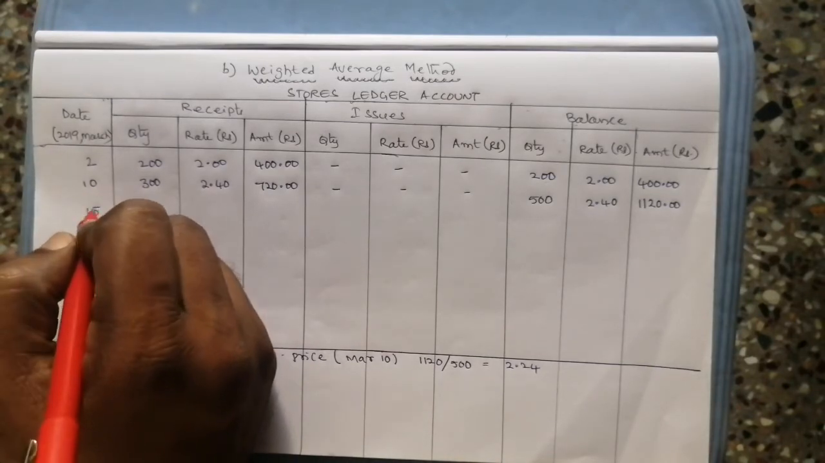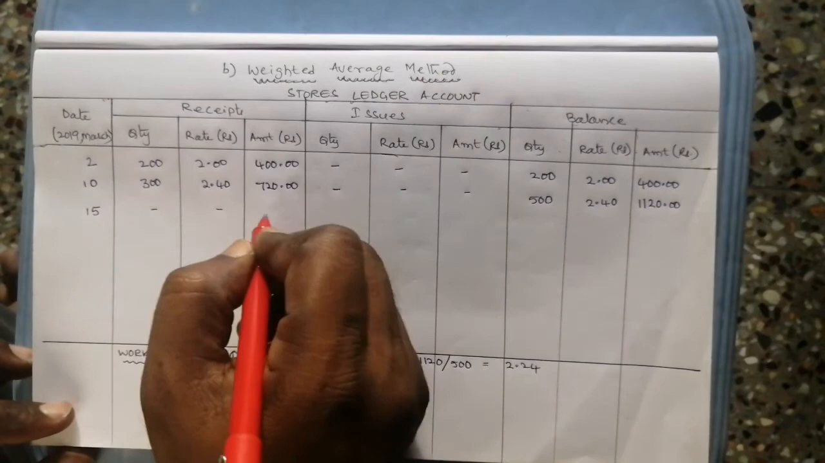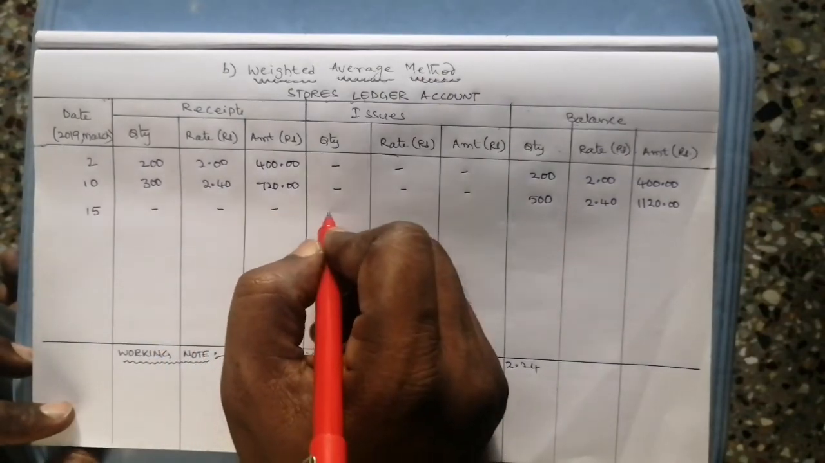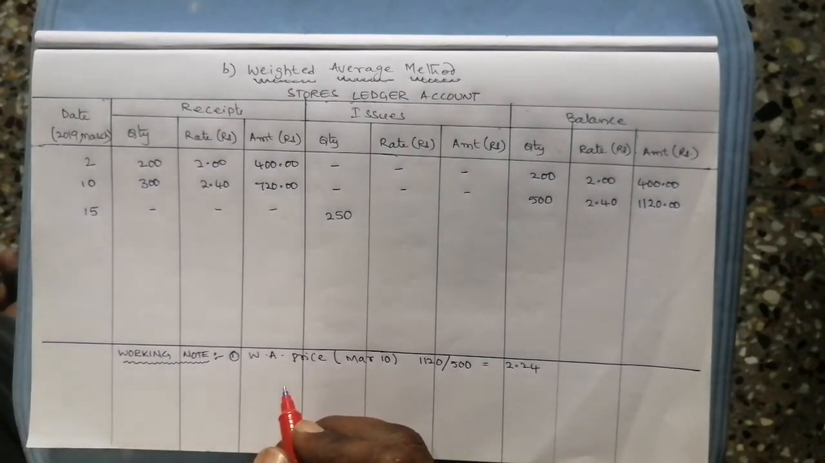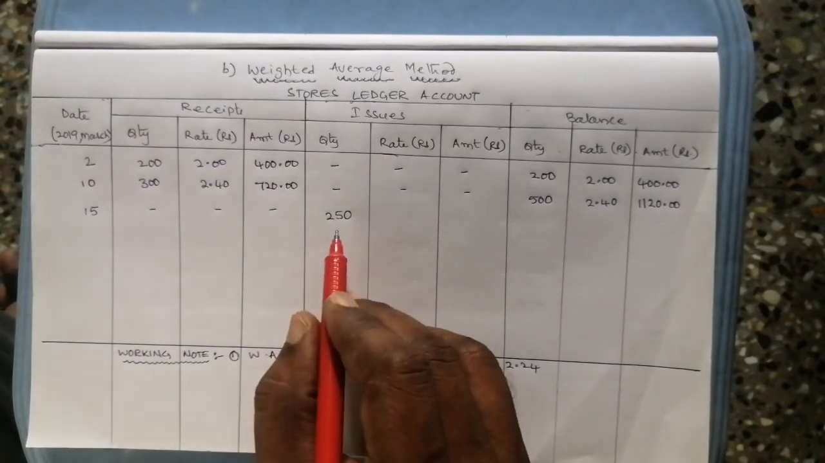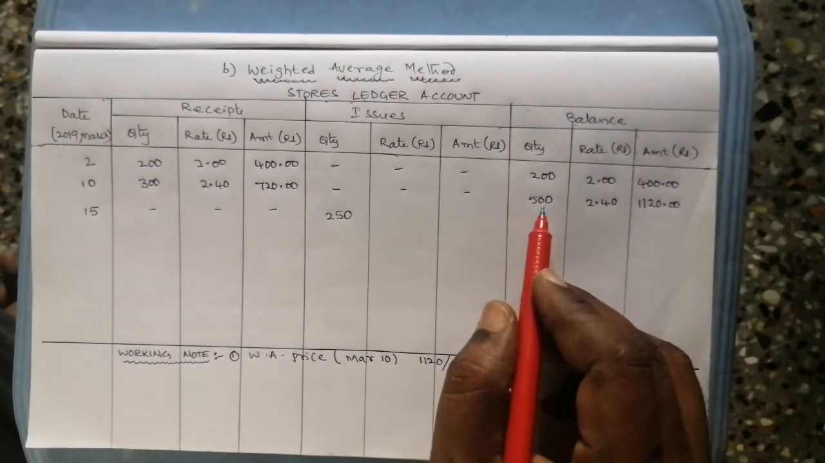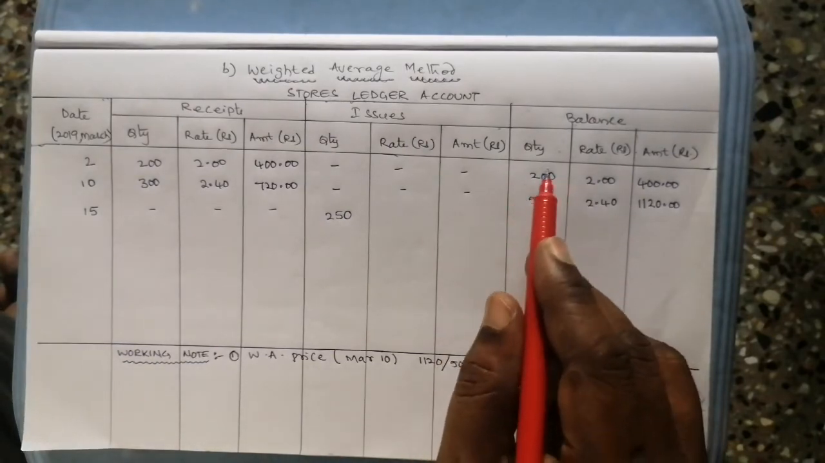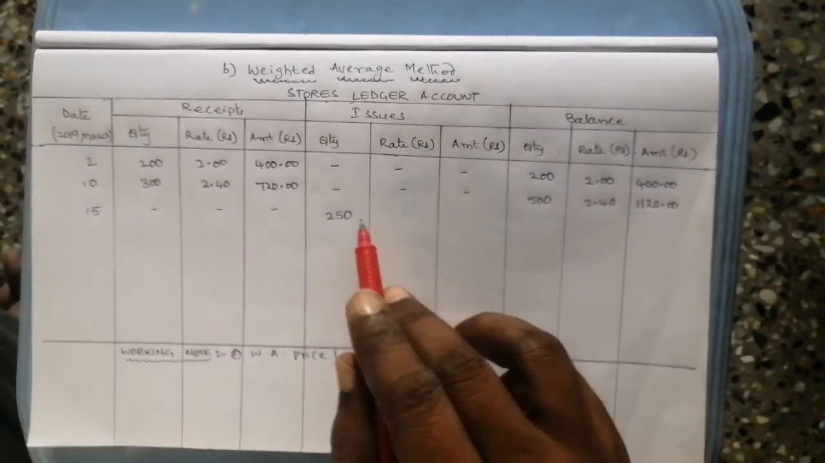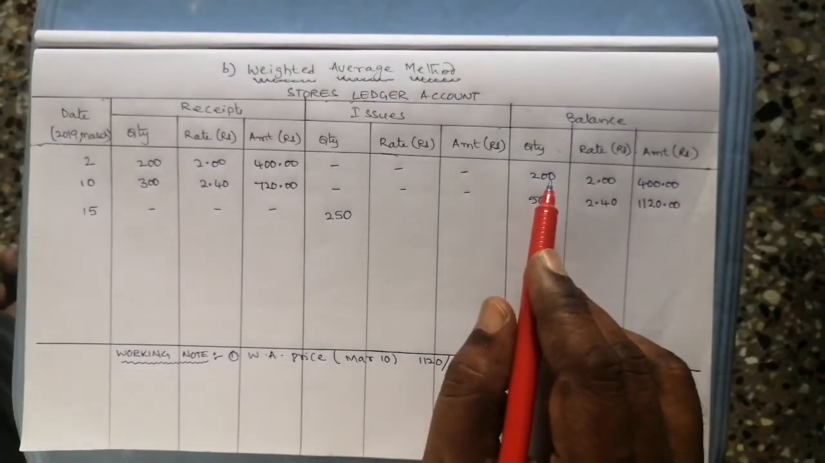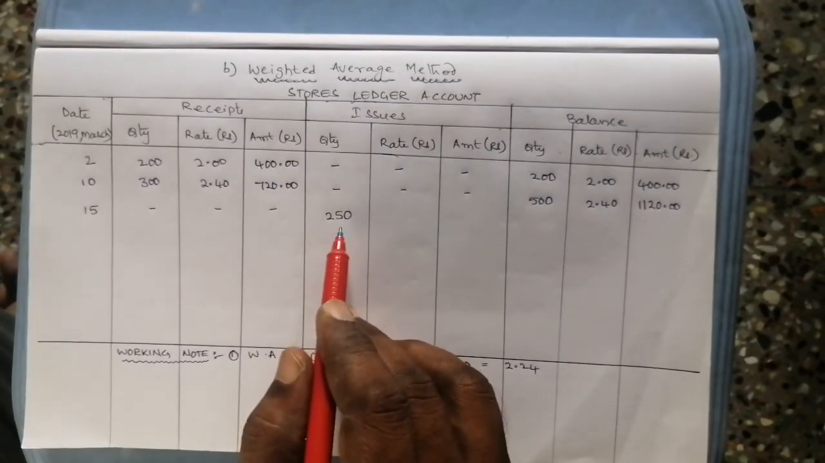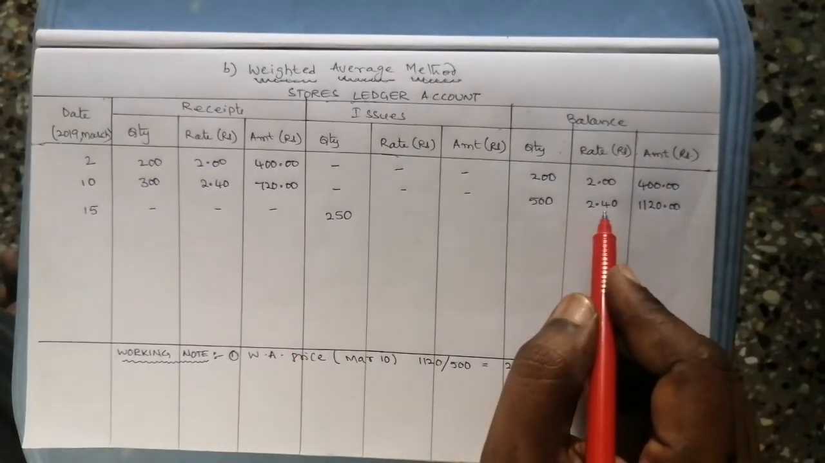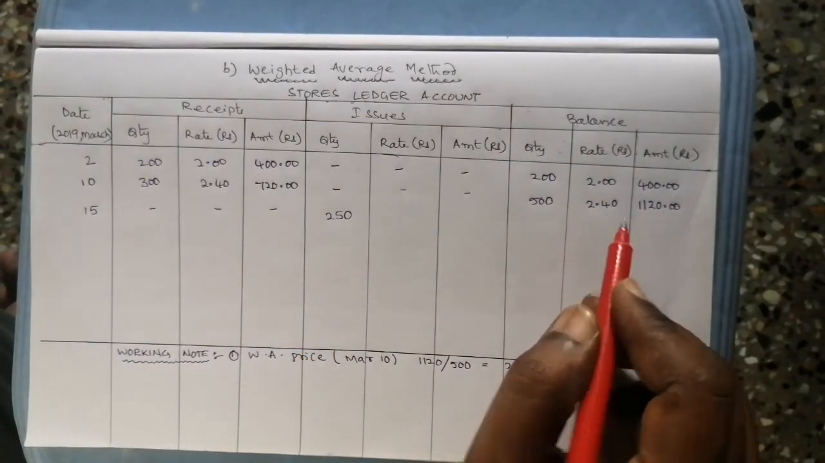Now on March 15th, no receipts, but there is an issue of material: 250 units. A very interesting point is that there is no need to bother about from which quantity this 250 is taken, whether from the 200 units or the 500 units. Which day's receipts or which balance it belongs to is not important. The only important things are how much quantity is issued and at what rate. The rate is also readily available here.